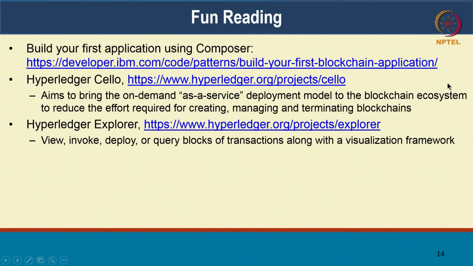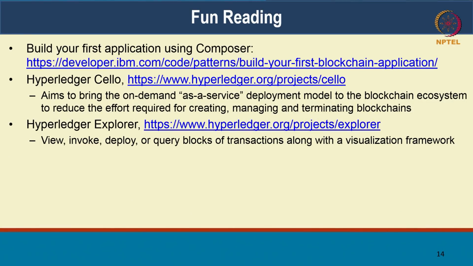And apart from that, I would like to highlight two other Hyperledger projects that could also be very useful for you in your development journey as a developer. One is Hyperledger Cello. Cello is a Hyperledger project that aims to bring an as-a-service deployment model to the blockchain ecosystem. Currently, I think they're supporting only Fabric, if I'm not mistaken. And it helps you reduce the effort required to create, manage, and terminate blockchain networks. So it makes it very easy for you to join a network, create a channel, and so on for Fabric.